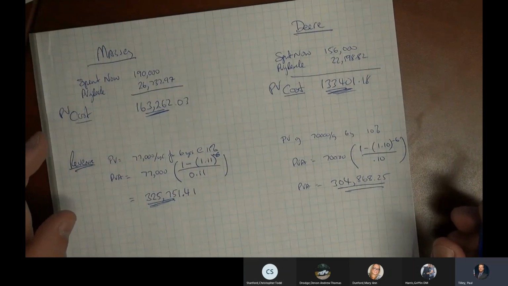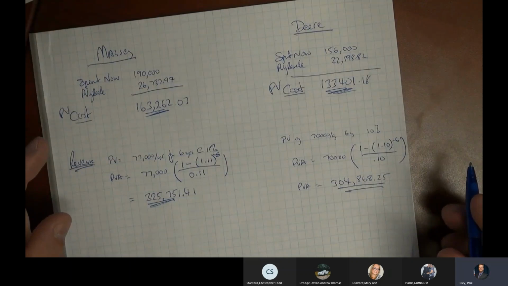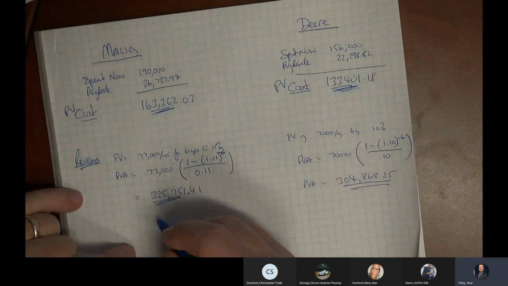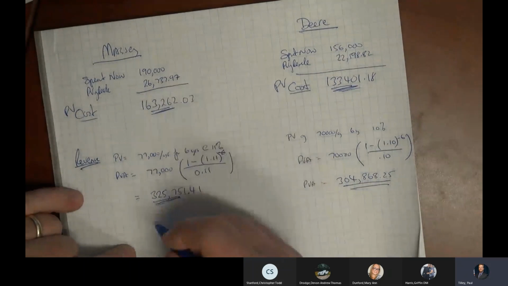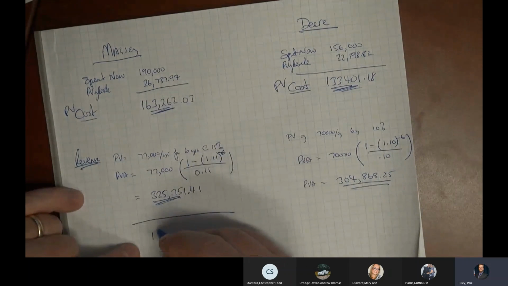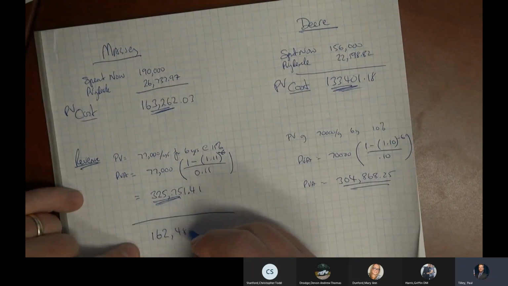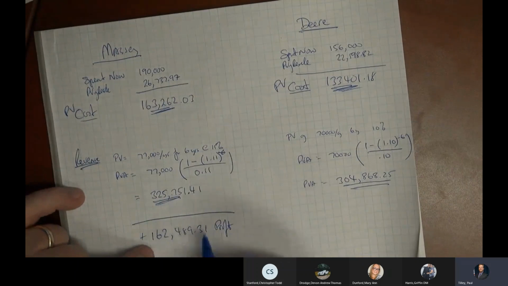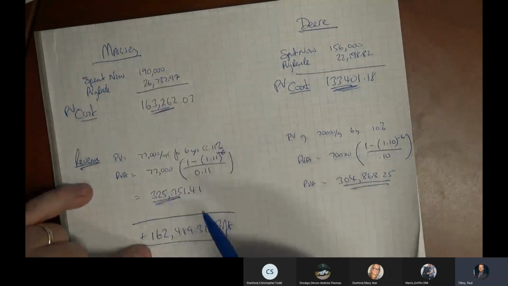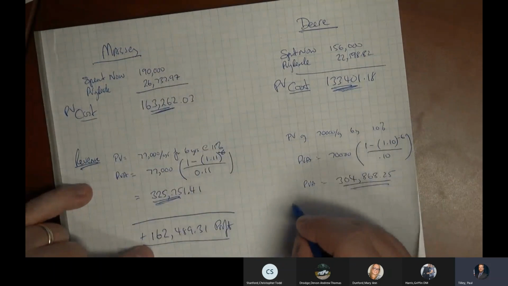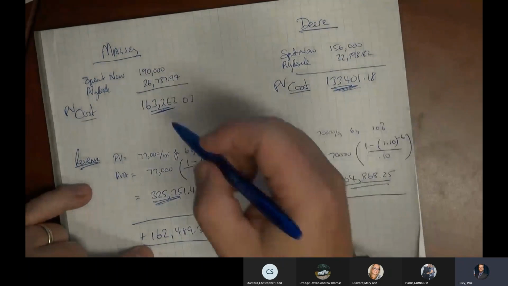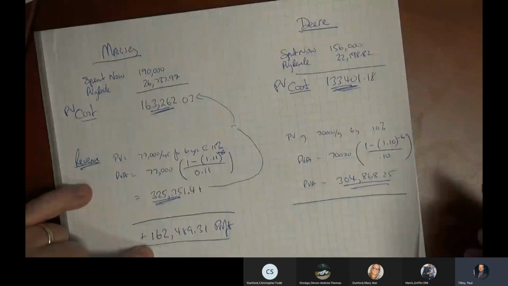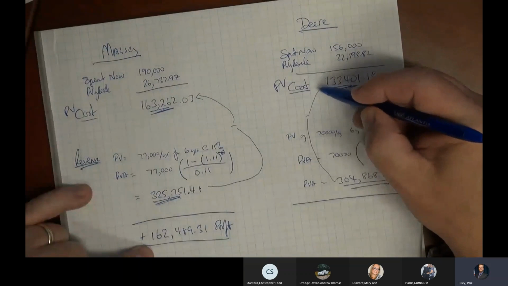Well, in the first instance, the revenue minus the cost, if we do the math on that, will be $162,489.31. So that means that's profit. The Massey tractor will generate that much profit for us. And all I'm doing there is taking this and subtracting the cost. I'm going to do the same thing here with this one.